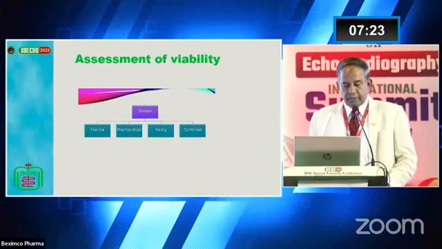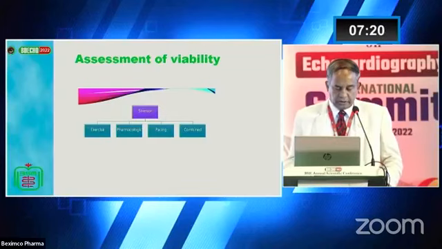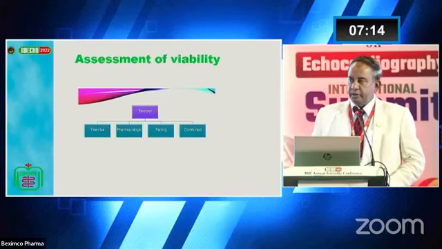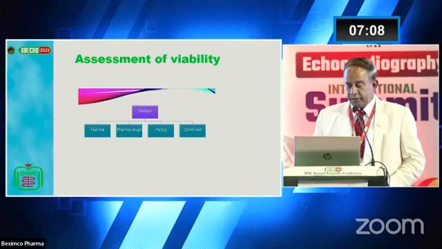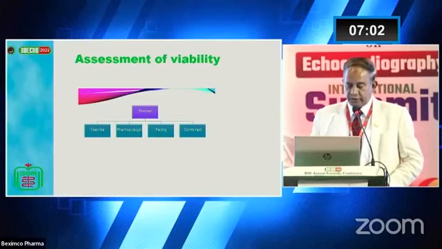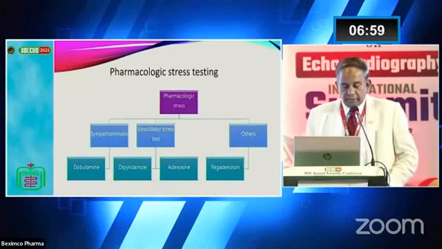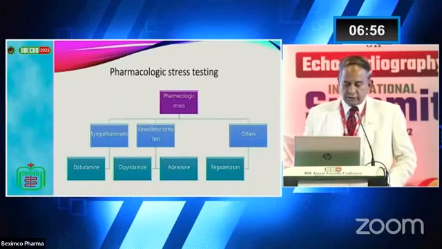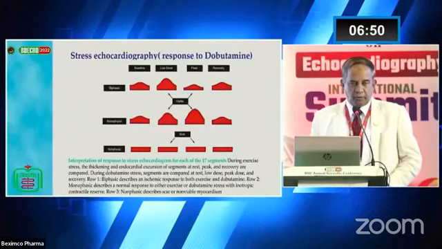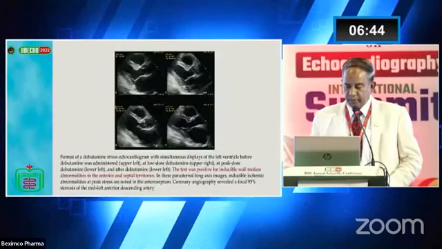Another important aspect is stress testing. Among these, stress echocardiography using dobutamine is very important. This also identifies the territory of the heart, and accordingly we can do coronary angiogram and subsequent intervention. Usually dobutamine stress echo is the choice, as it shows the ischemic status of the myocardium. These are pictures of dobutamine stress echo.